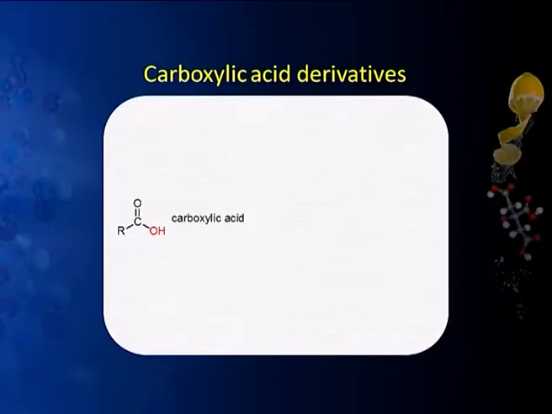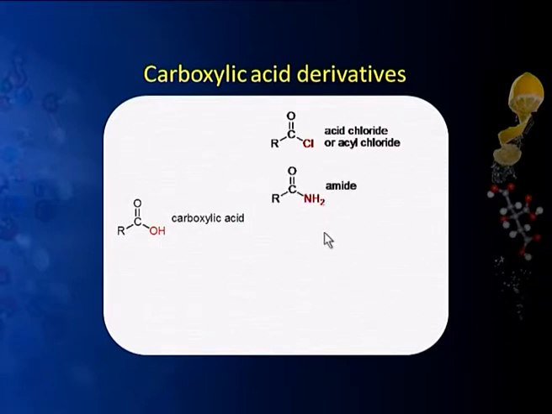In our previous session, we discussed that carboxylic acids, which contain the functional group COOH, can have their OH group replaced by some other groups, and we get a set of compounds classified as carboxylic acid derivatives. When this OH is substituted by Cl, we call them acid chlorides. When it is substituted by an amine group, we call them amides. When it is another alcohol group, they are known as esters, and when it is another acid, they are known as acid anhydrides.